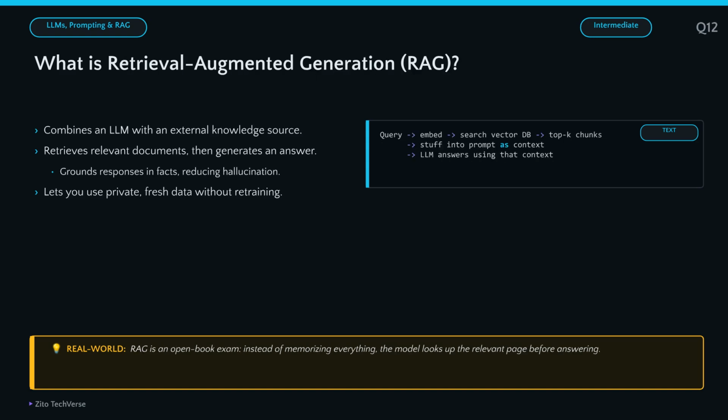Question 12. What is Retrieval-Augmented Generation, or RAG? It combines an LLM with an external knowledge source, allowing the model to answer based on specific, up-to-date data. By grounding responses in retrieved facts, RAG significantly reduces hallucinations.